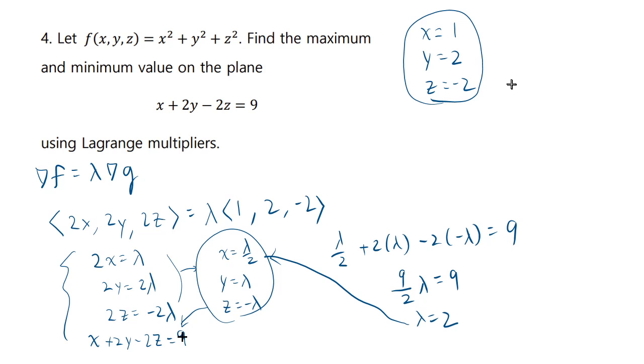But the problem is we're trying to find max and min, so we're not really sure what this is. Is this a max or min? So that's when you actually have to think about the situation. See, this is a plane in 3D, and since a plane is infinite, you can have points that are very, very far away from the origin.